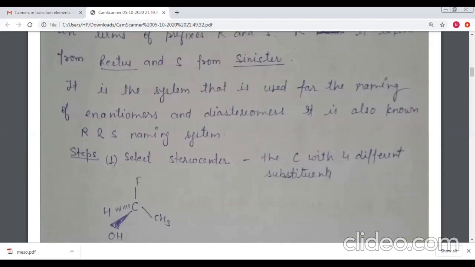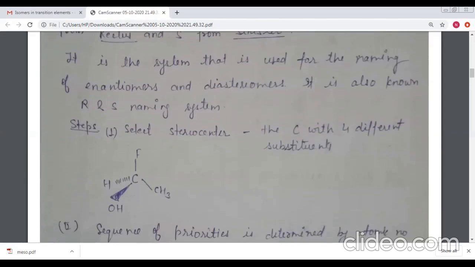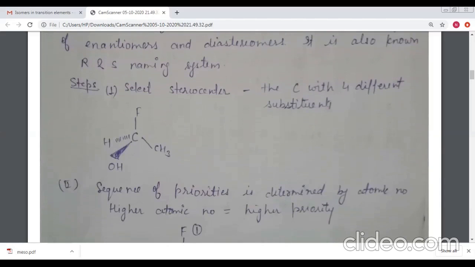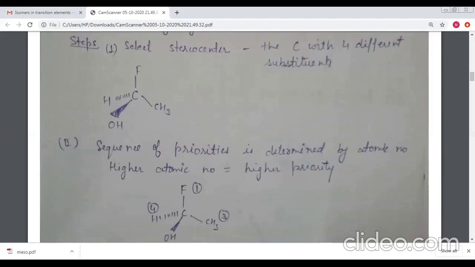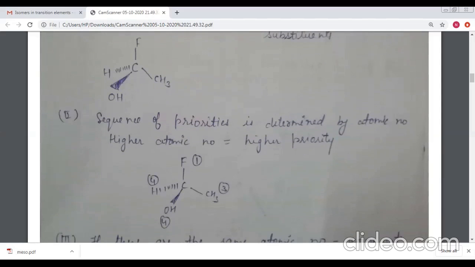Here some steps are involved, so we can explain them one by one. First step, firstly select the stereo center. It means the carbon with four different substituents. So here we can see there is a carbon with four different substituents. And in the second step, we select the sequence of the priority.